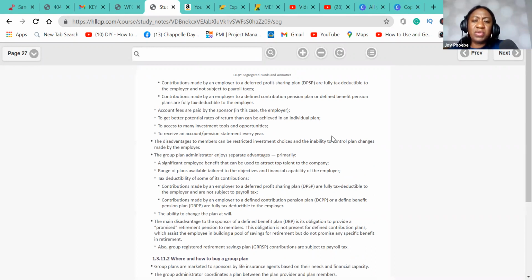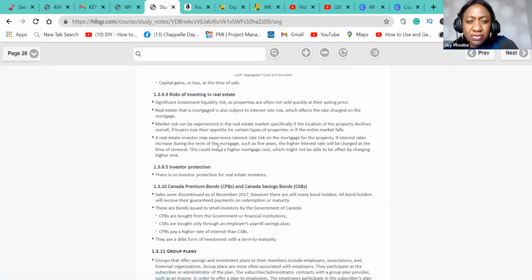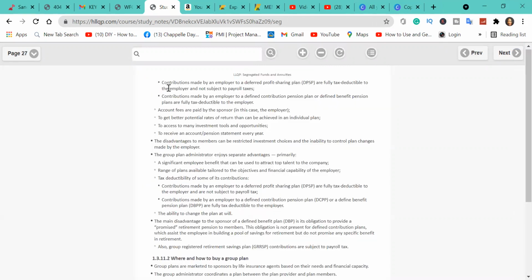So we're talking about the advantages and disadvantages of group savings benefits. Contributions made by the employer to a deferred profit sharing plan are fully tax deductible. Okay, this one you need to pay attention. I'm going to take my time because these are exam related questions. Contributions made by the employer to a deferred profit sharing plan are fully tax deductible to the employer and not subject to payroll taxes.